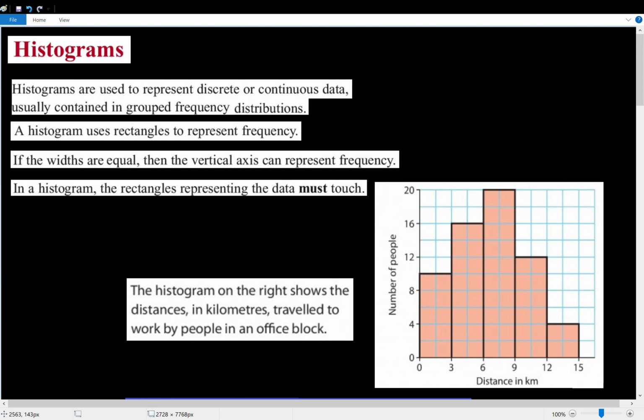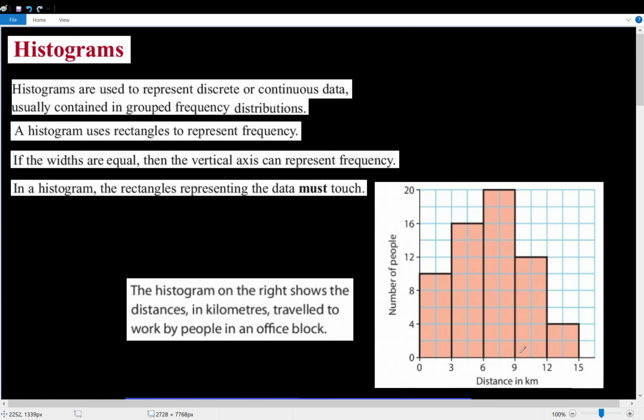If the widths are equal, then the vertical axis can represent the frequency. So if the distance between each of the intervals is the same, then the height of each given rectangle on our diagram will represent the frequency for that particular interval. And in a histogram, the rectangles representing the data must touch. This is because the data we're looking at is continuous. There's no unused bits in this.